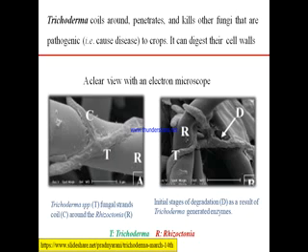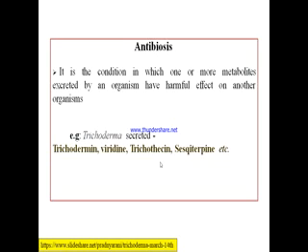This is a clear view within an electron microscope. Here you can clearly see the mycoparasitism action performed by Trichoderma, the enzyme secretion. Antibiosis. So antibiosis is a condition in which one or more metabolites excreted by one organism have a harmful effect on another organism.